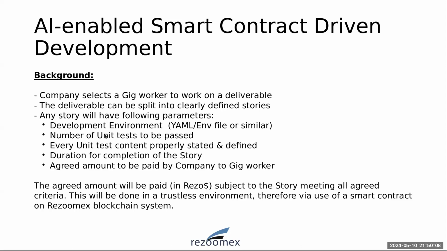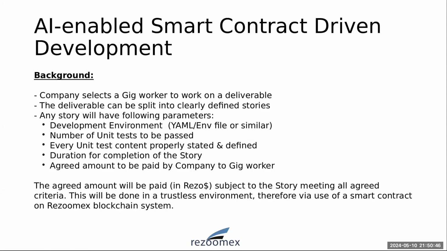Typically, one of the most used parameters in a development will be the development environment itself. Let's say there is a Java or .NET development to be done, and the company asks the gig worker to do that in a certain environment, maybe a Docker environment or any environment which could be defined in a YAML or an env file. This file will define exactly on which platform, which environment the gig worker has to complete the work.